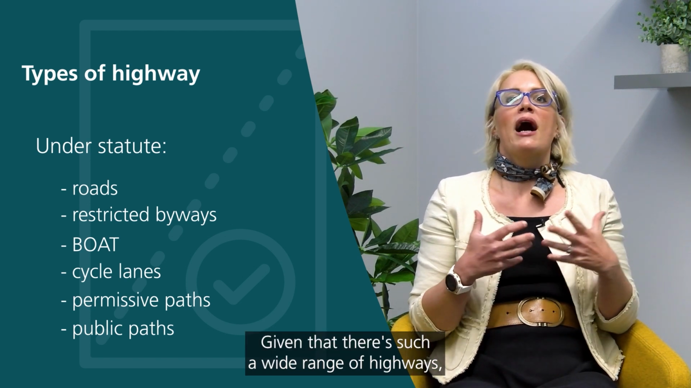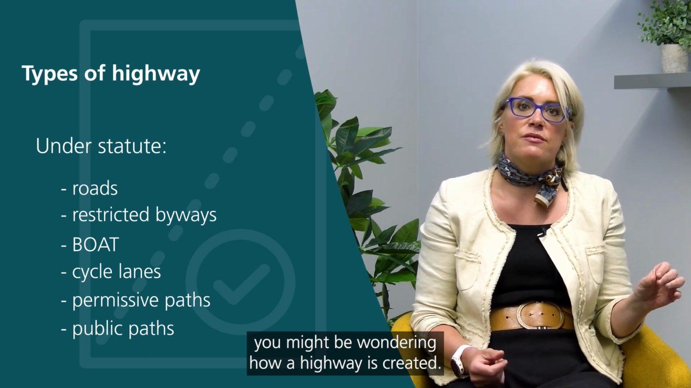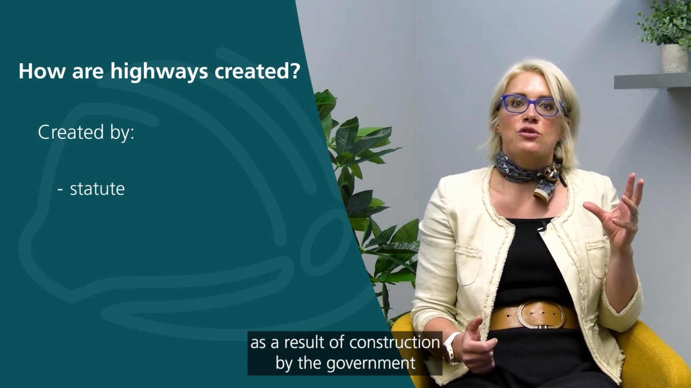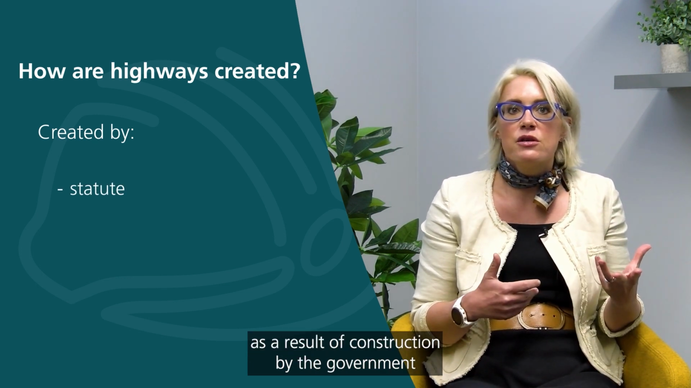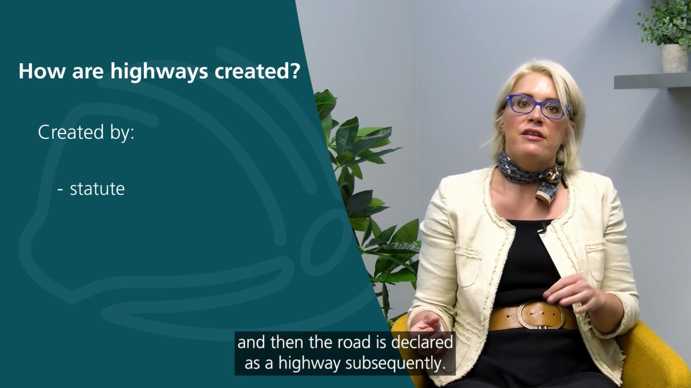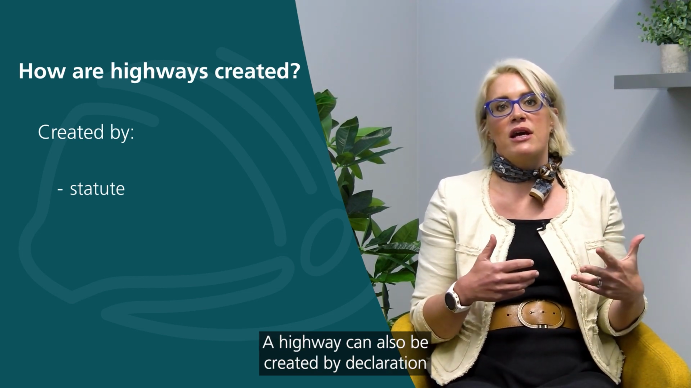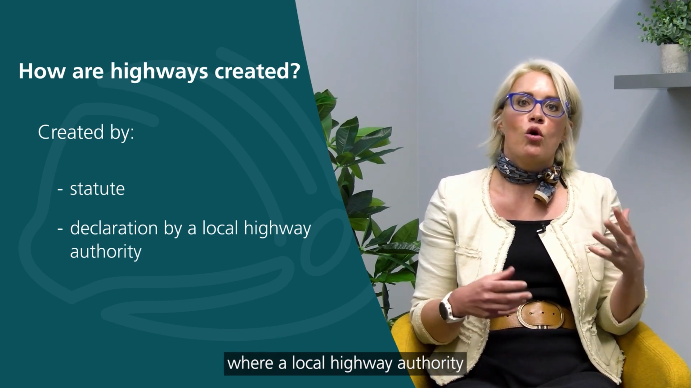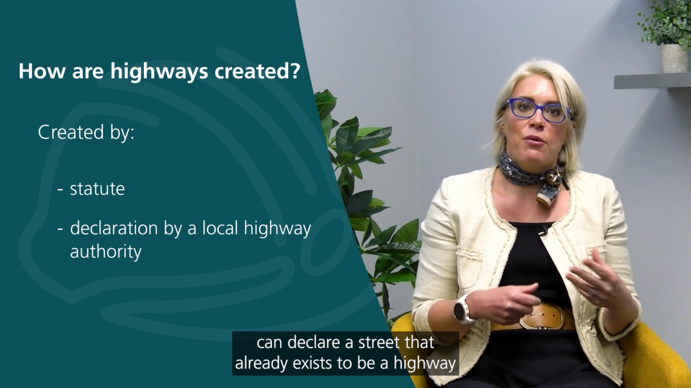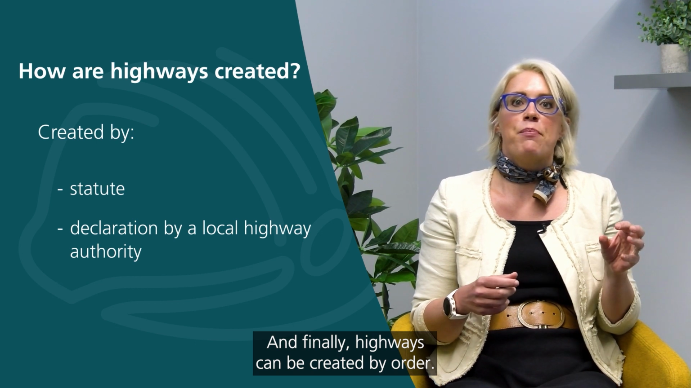Given that there's such a wide range of highways, you might be wondering how a highway is created. So, highways can be created by statute as a result of construction by the government, or by an agreement where a developer will construct a road and then the road is declared as a highway subsequently. A highway can also be created by declaration, where a local highway authority can declare a street that already exists to be a highway after executing works on it. And finally, highways can be created by order.